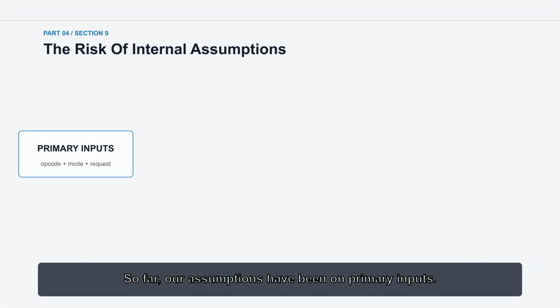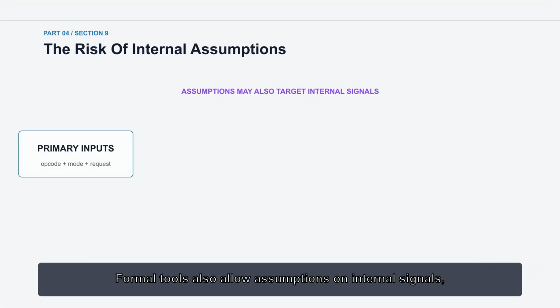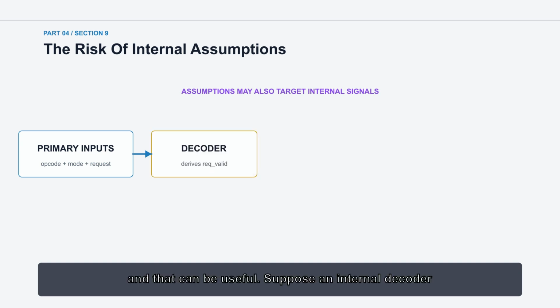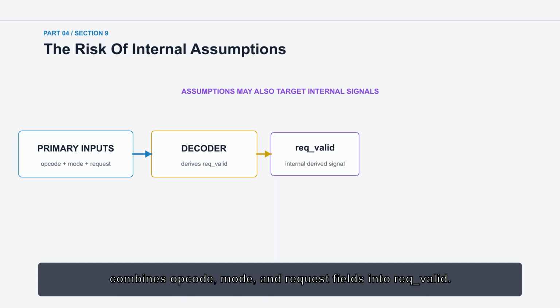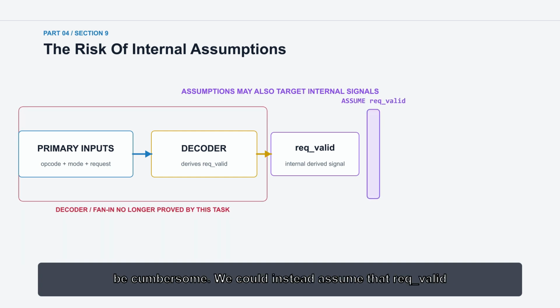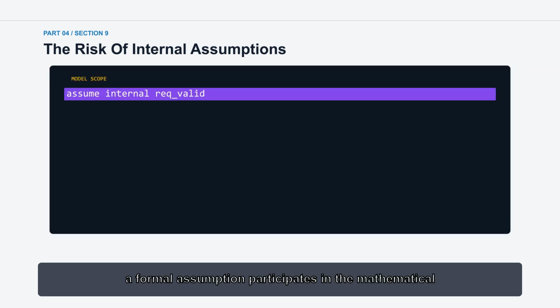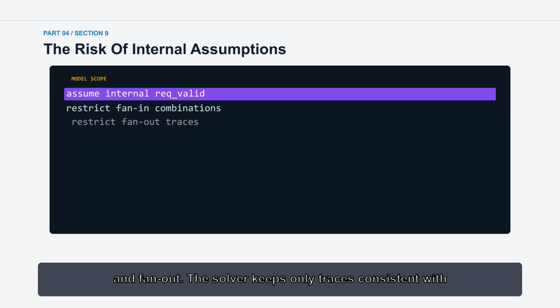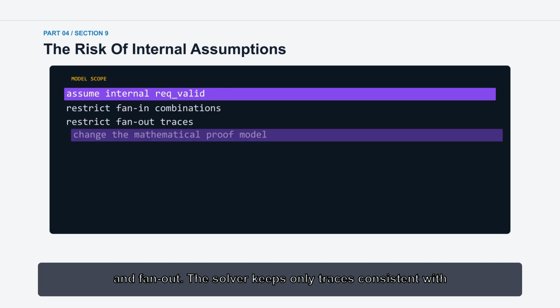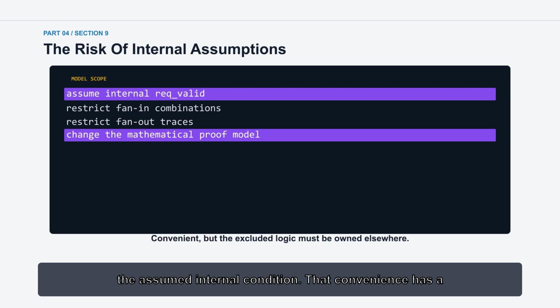So far, our assumptions have been on primary inputs. Formal tools also allow assumptions on internal signals, and that can be useful. Suppose an internal decoder combines opcode, mode, and request fields into rec valid. Writing accurate input assumptions for every encoding may be cumbersome. We could instead assume that rec valid has only legal behavior and focus the proof on downstream arbitration. Unlike a simple simulation force, a formal assumption participates in the mathematical model. It can restrict combinations in both its fan-in and fan-out. The solver keeps only traces consistent with the assumed internal condition.